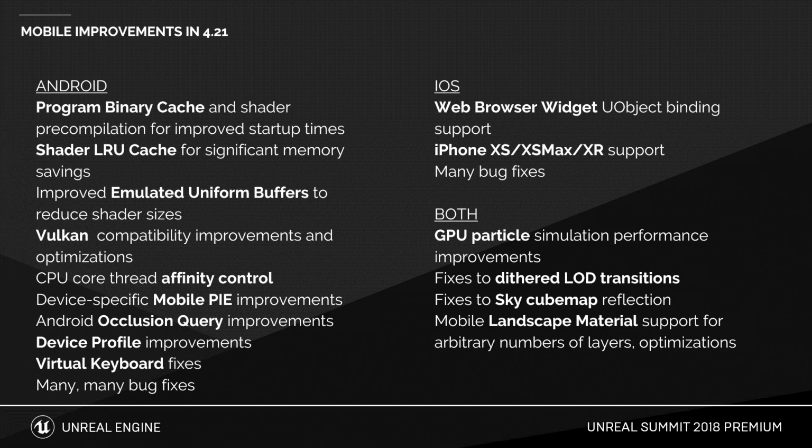Whereas in 4.21, all the program binary cache, the LRU, emulated uniform buffers, Vulkan support, some threading work, and a bunch of general improvements that have been made, of course, with many, many bug fixes to Android. 4.21에 보이시는 부분들 아까 말씀드렸던 쉐이더 LRU 캐시라든가 벌칸 지원 여러 가지 부분들에 대한 버그 픽스가 포함이 되어 있습니다.